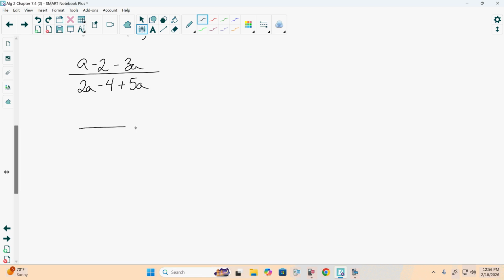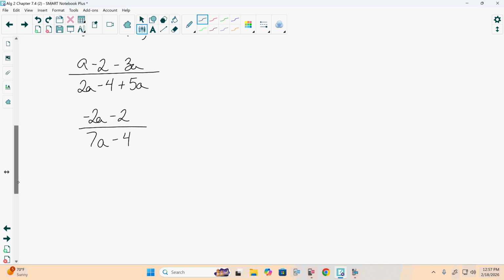Now at this point here, we do need to combine like terms. A minus 3a, 1 minus 3 is going to give us negative 2a. Minus 2, because the negative 2 does not have any like terms. It has nothing that we can combine it with. 2a plus 5a, 2 plus 5 is 7a minus 4.